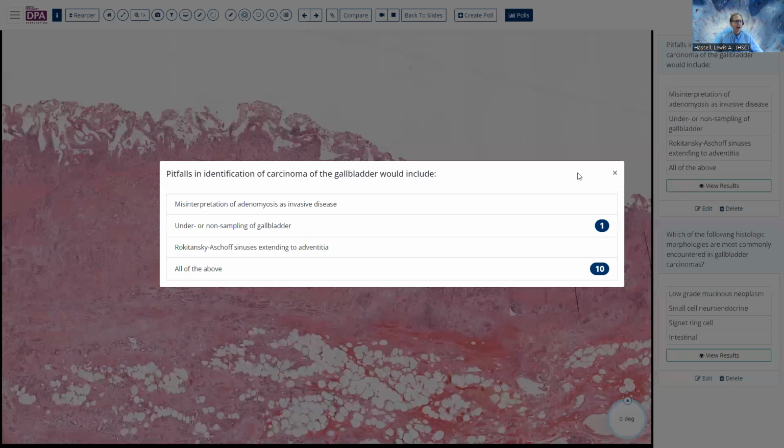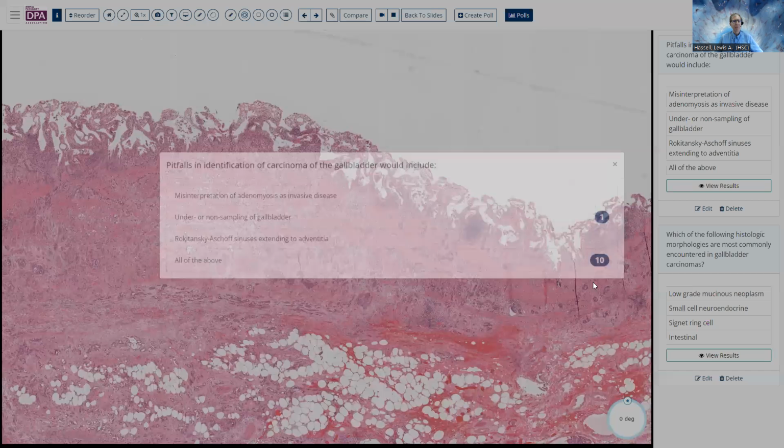So let's just see what people thought here about this. Pitfalls in the identification of carcinoma of the gallbladder would be misinterpretation of adenomyosis as invasive disease, under or non-sampling of the gallbladder, Rokitansky-Aschoff sinuses extend to the adventitia. Yes, those can be misinterpreted as potentially invasive carcinoma, especially if they're involved by dysplasia. And so the answer really is all of the above.